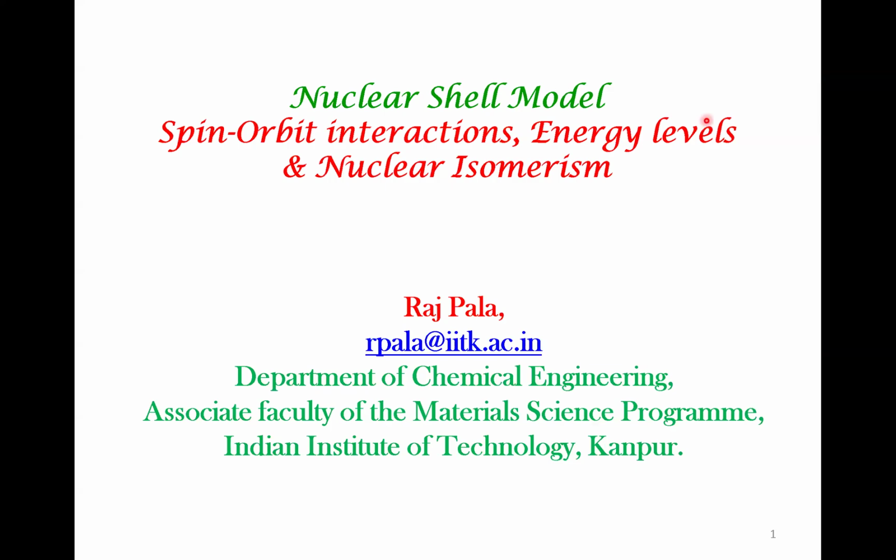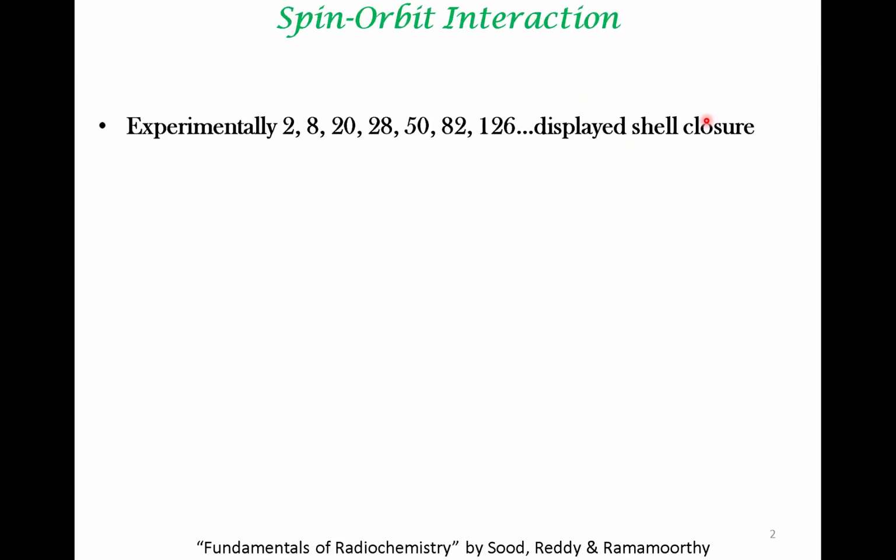Having laid the foundations for the nuclear shell model in the previous lecture, we will look at some of the important features and the results of the nuclear shell model. Experimentally, what is observed is that if the number of neutrons or protons are equal to these numbers, they are much more stable. These are known as magic numbered nucleus.